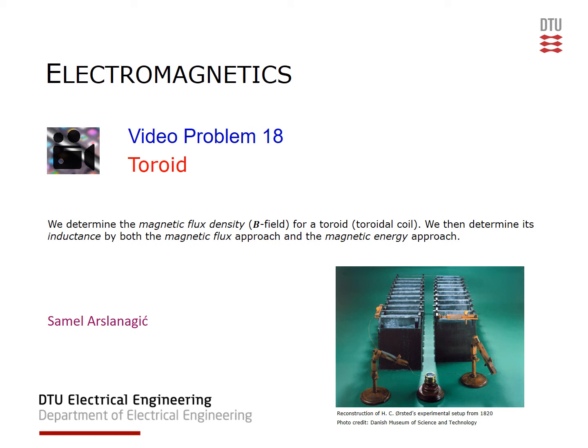So welcome to video problem 18. In this problem we determine the magnetic flux density for a toroid or a so-called toroidal coil. We will then determine its inductance by both the magnetic flux approach and also the magnetic energy approach.